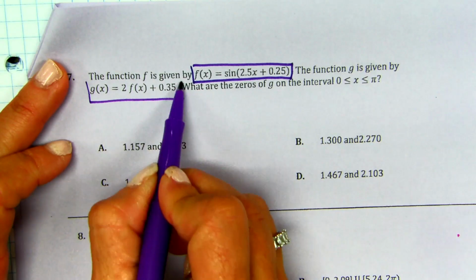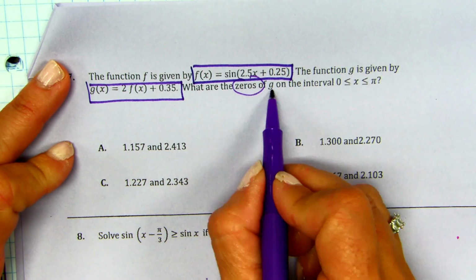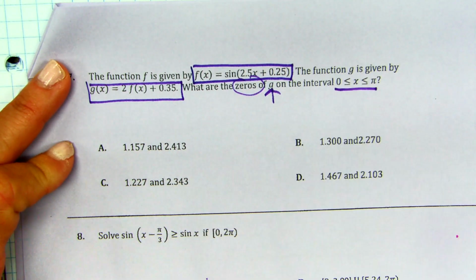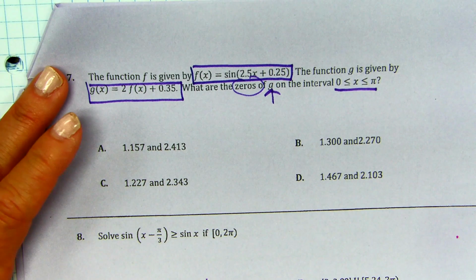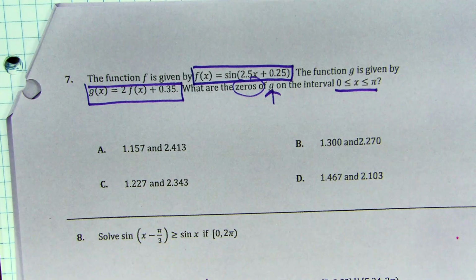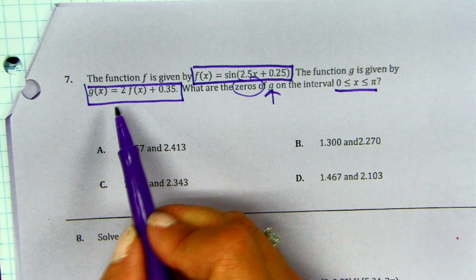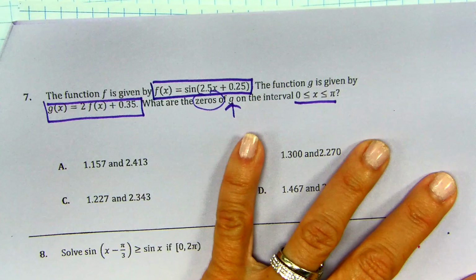Function g is given. What are the zeros of g on this part of the x-axis? Okay, so all I want to know is where does this function touch the x-axis? That's what zeros are. What are the solutions? Where the x-axis is.